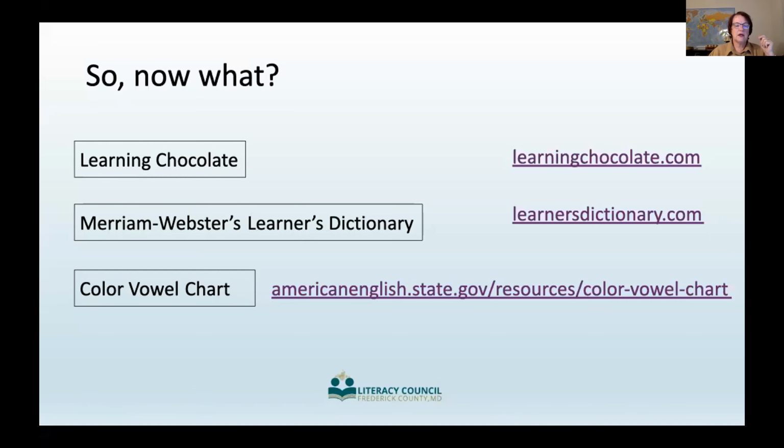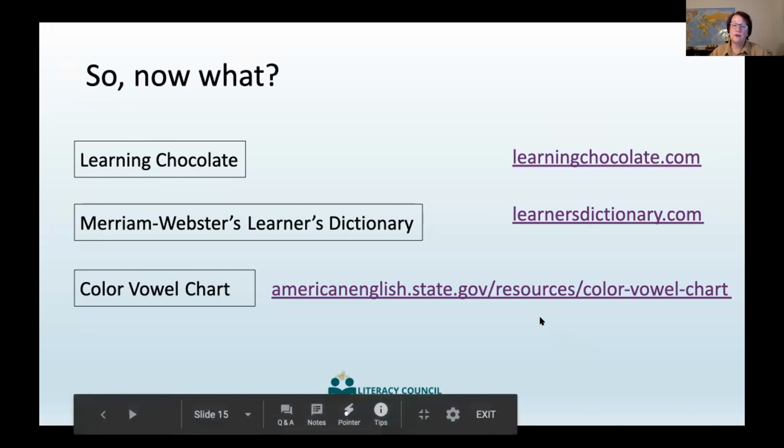And the third website, Color Vowel Chart, is great for listening to and learning the vowel sounds. When you have time, poke around that website and look at it and read how it can be useful. It's very interesting. So these are just a few sites good for pronunciation.